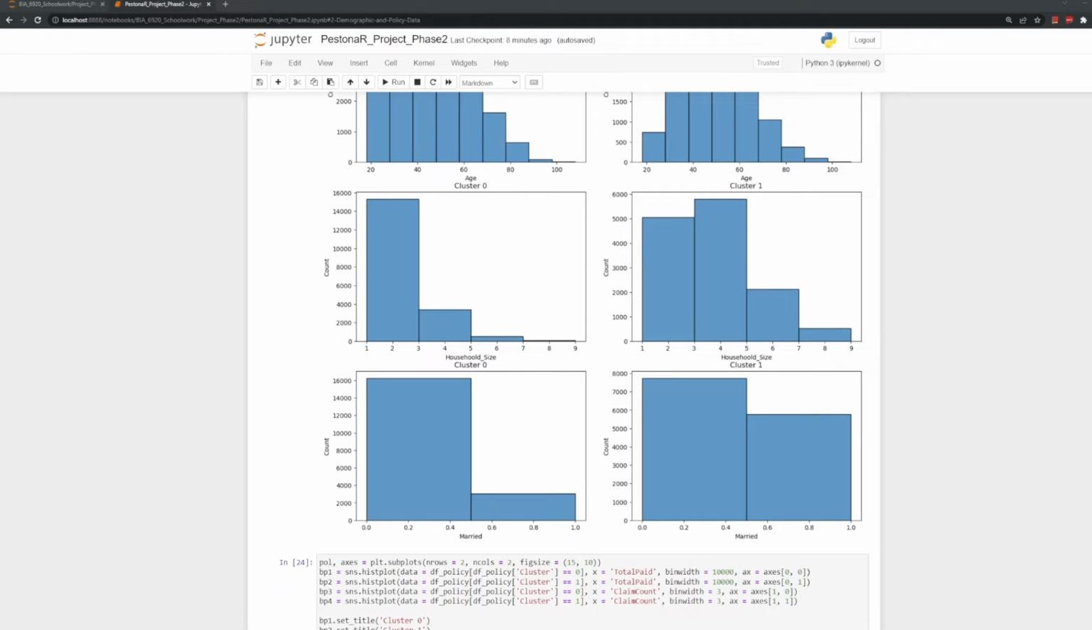Household size is another area where they're quite different. Cluster 0, the younger crowd, has not as large of a household size as some of these middle-aged individuals from cluster 1. And cluster 1 is much more likely to be married, although that doesn't dominate the cluster. But in cluster 0, we could see not very many individuals are married at all.